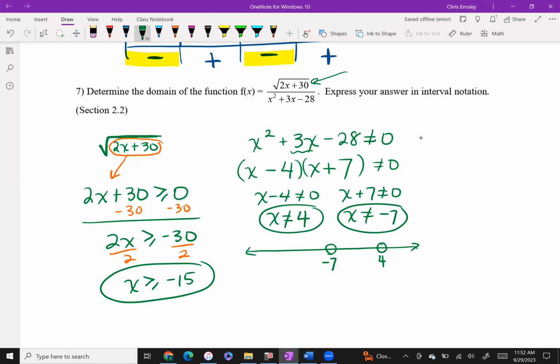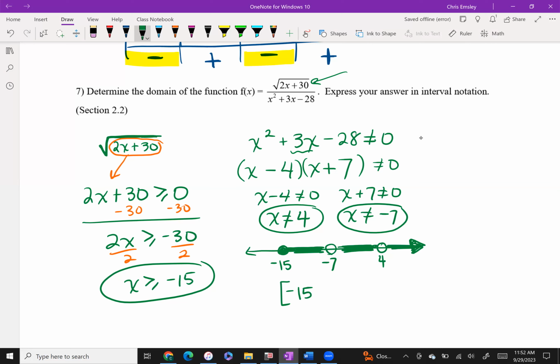And it also has to be greater than or equal to negative 15. So negative 15, let's say, is down here. Closed circle because of the equal to. So it could be between negative 15 and negative 7, cannot be negative 7. It could be between negative 7 and 4, can't be 4, and it could be bigger than 4. So this number line, the shaded areas, show me my intervals I need to write for my final answer.